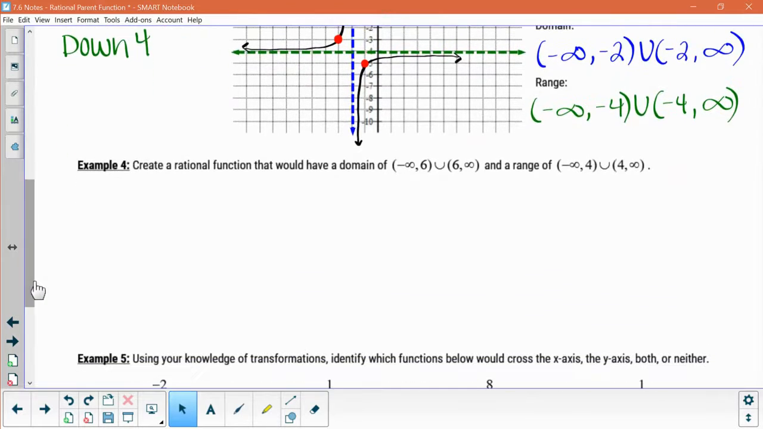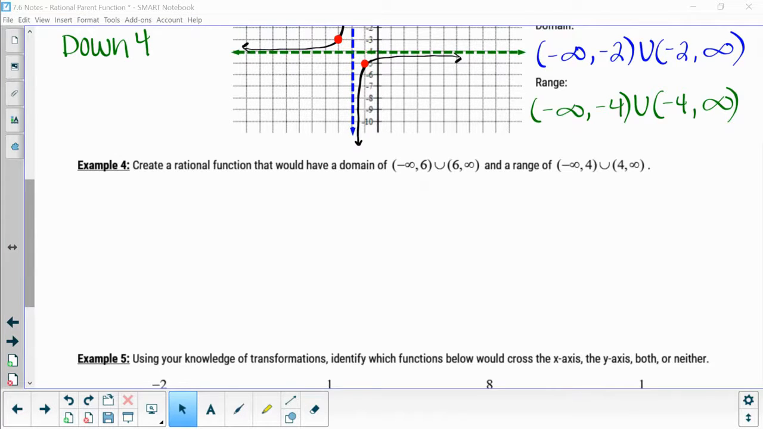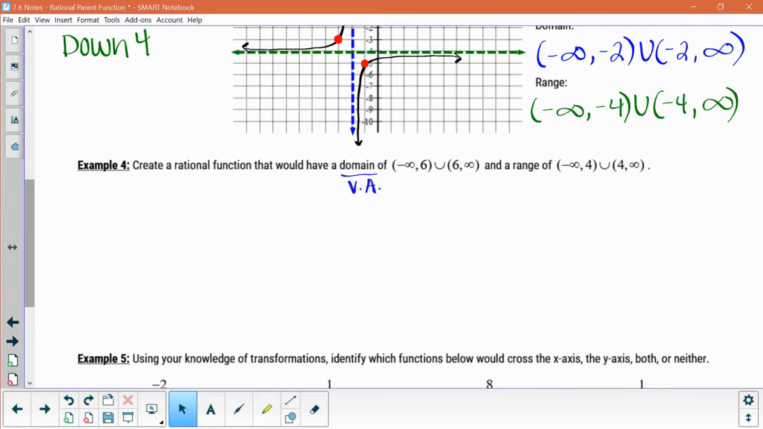For example 4, we are going to create a rational function that would have a domain of -infinity to 6, union 6 to infinity, and a range of -infinity to 4, union 4 to infinity. Well, one thing to note is domains are going to be based on vertical asymptotes, and range is going to be based on horizontal asymptotes. So if I have a hole at 6 in my domain, that means there's a vertical asymptote at x equals 6. Similarly, if I have a hole in my range at 4, that means I have a horizontal asymptote of y equals 4.